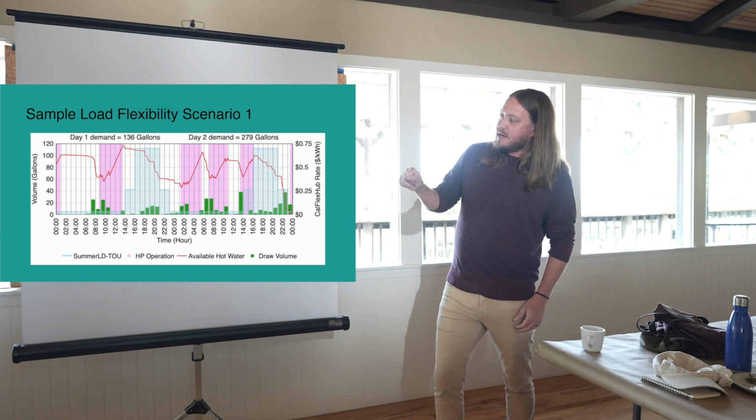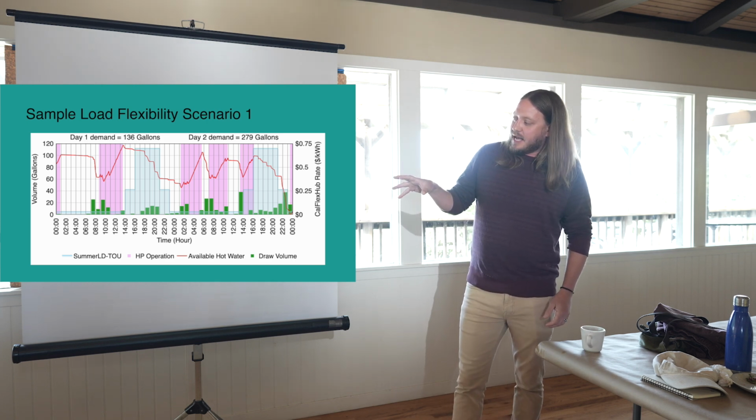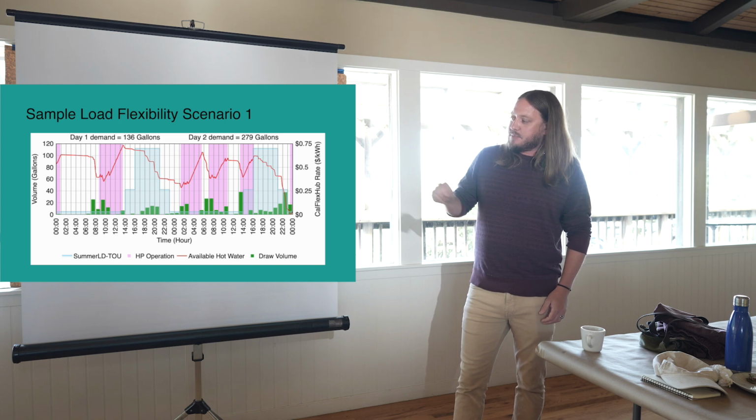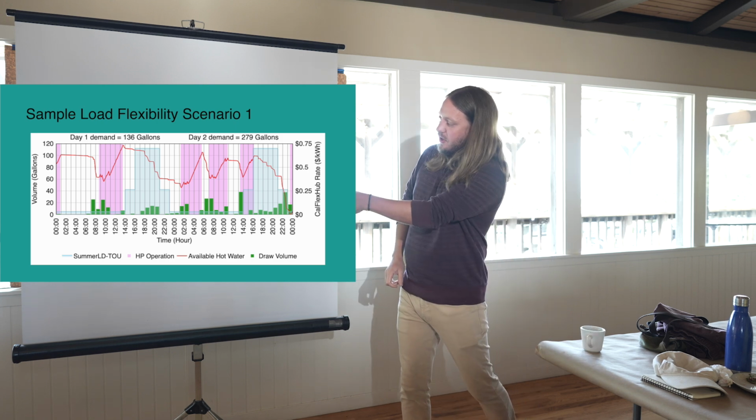So in this case, for day one, we've got 136 gallons of hot water demanded. Most of that happened in the middle of the day, and the locus predicted that we're probably going to have a bunch of demand later in the day, and waited just before peak to charge up the tank.